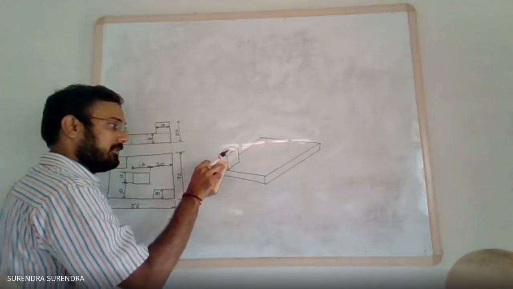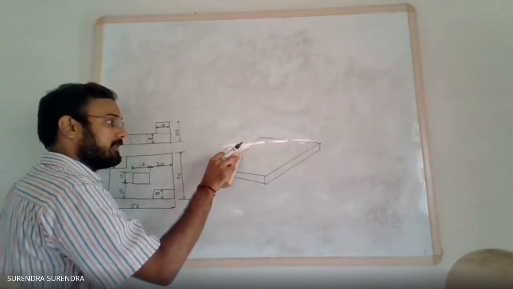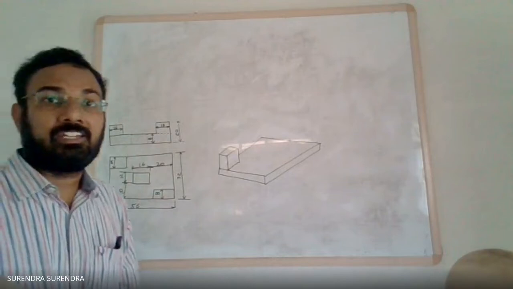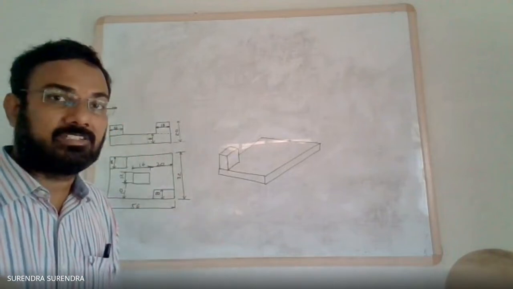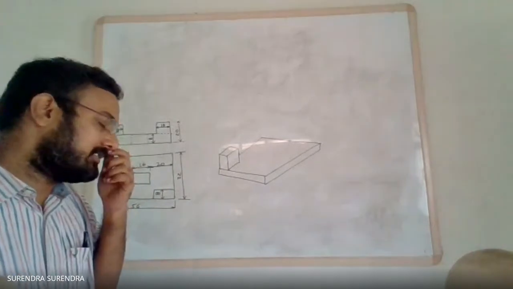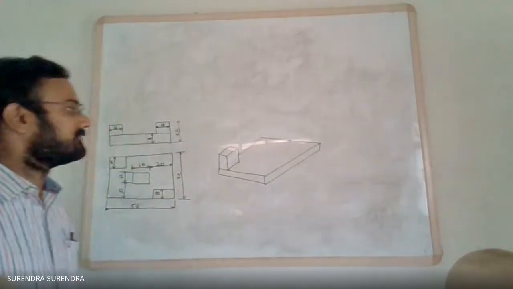You should draw everything with a 2H pencil initially, and then after completing the problem, highlight the visible edges. No need to erase, you can leave it with the 2H pencil.